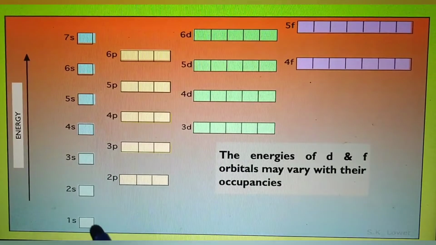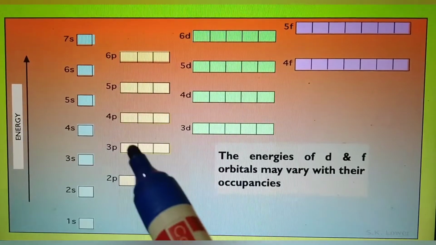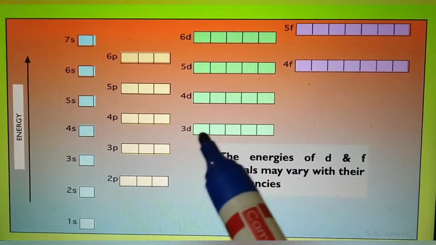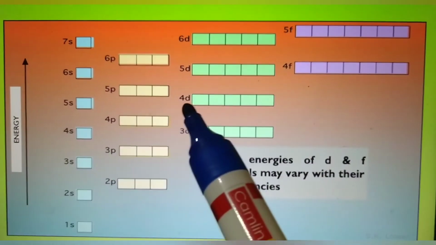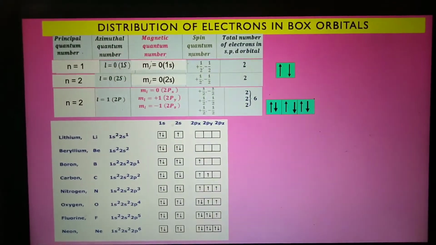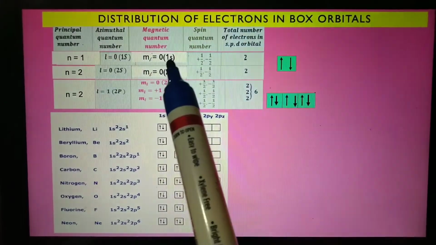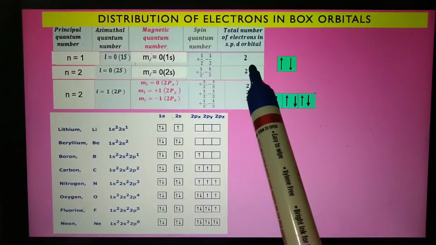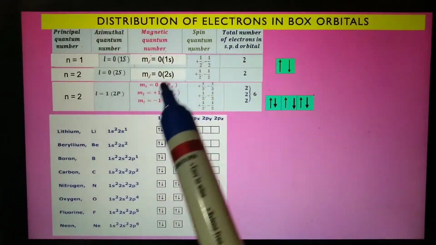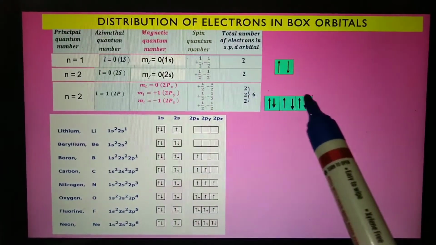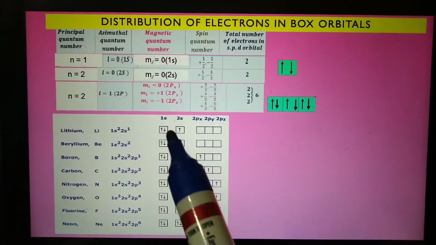So here you can see the arrangement of orbital box diagrams with increasing energies or increasing levels from 1s to 2s to 2p, 3s, 3p and so on, based on the Aufbau principle. Here in this diagram, you can see the principal quantum numbers, azimuthal quantum numbers, magnetic quantum numbers, spin quantum numbers, and the box diagrams for s and p orbitals that I have already discussed. And below, you can see the electronic configurations of lithium to neon with the help of these box diagrams.